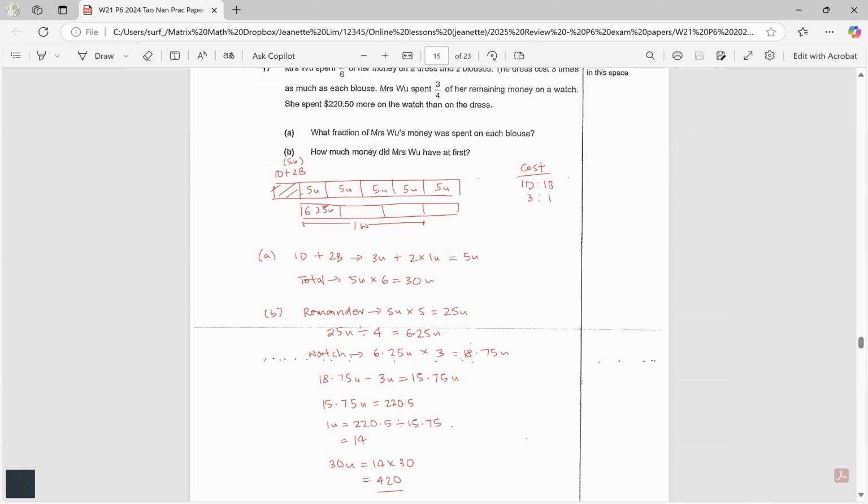Okay, so this is the last question for this Tao Nan practice paper 3 for 2024. And this is the paper 2 part of the paper. Okay, so that's all.